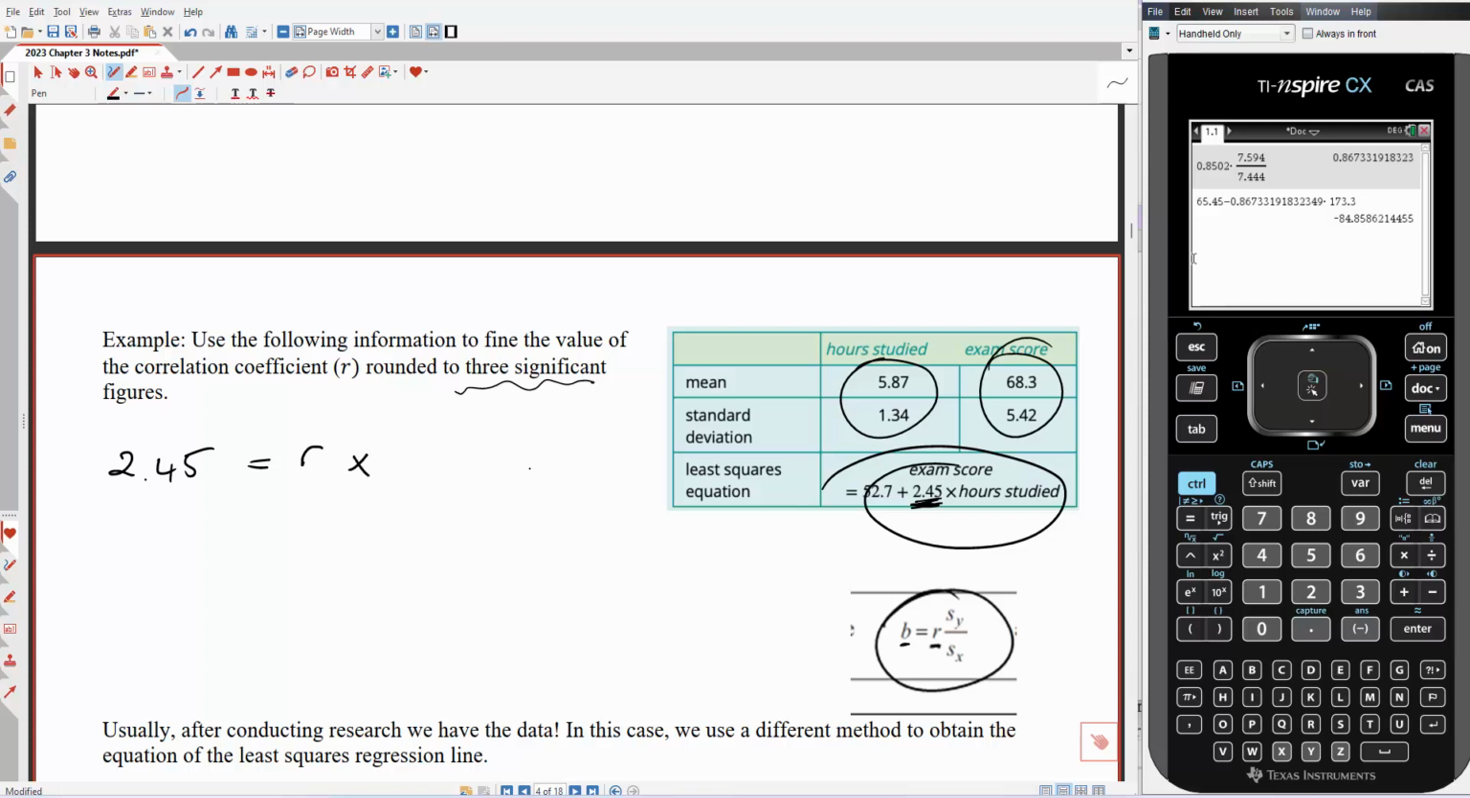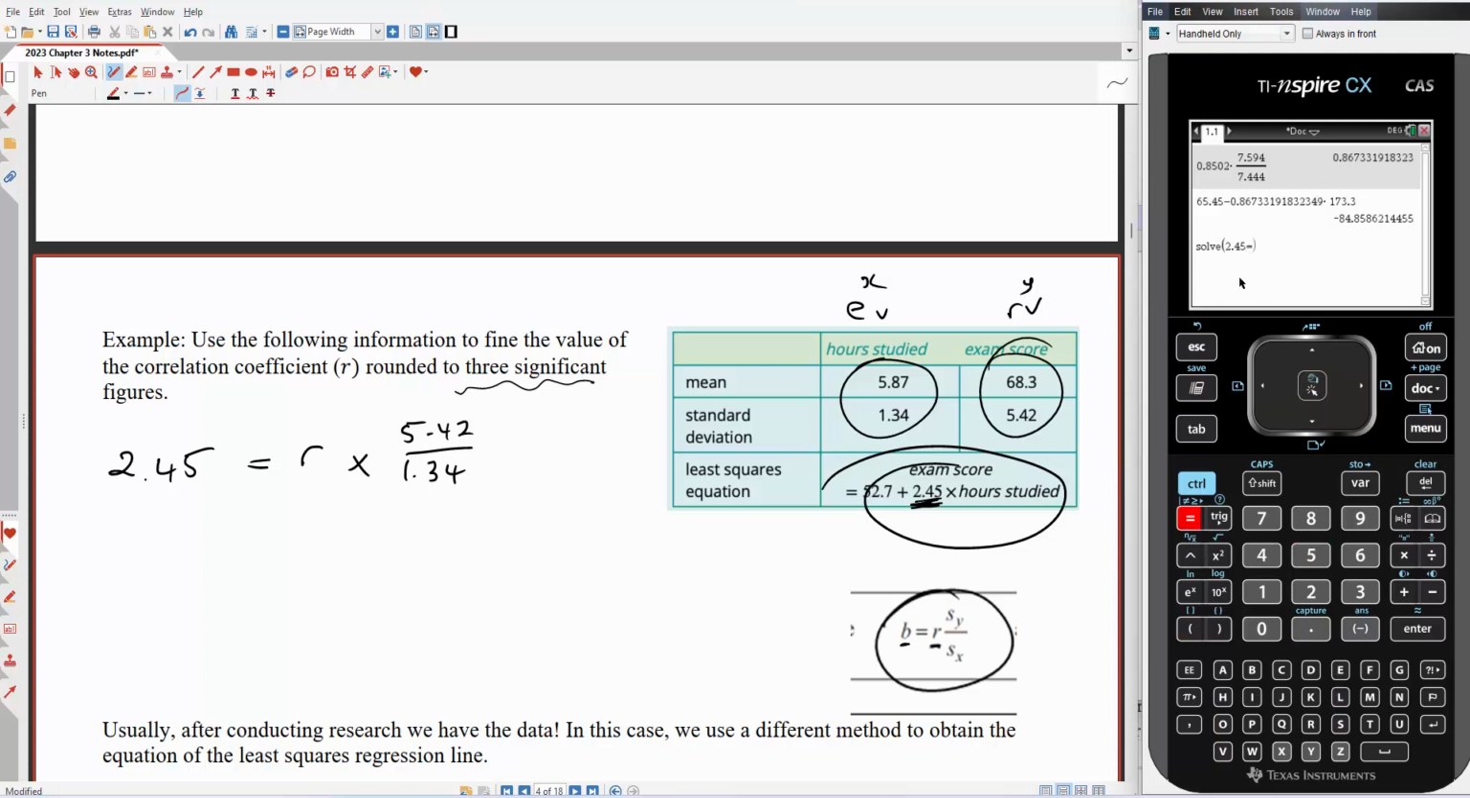So we're going to go R times. All right, now we need the standard deviation of Y. Again, remember it's really important to note that Y is going to be the response variable, and we can see ours is studied and exam score. That's definitely the EV or the X and the RV or the Y. So this is the X and this is the Y. So we need the standard deviation of Y, which is 5.42, over the standard deviation of X, which is 1.34. So all we're going to do now is jump on the calc for a solve.